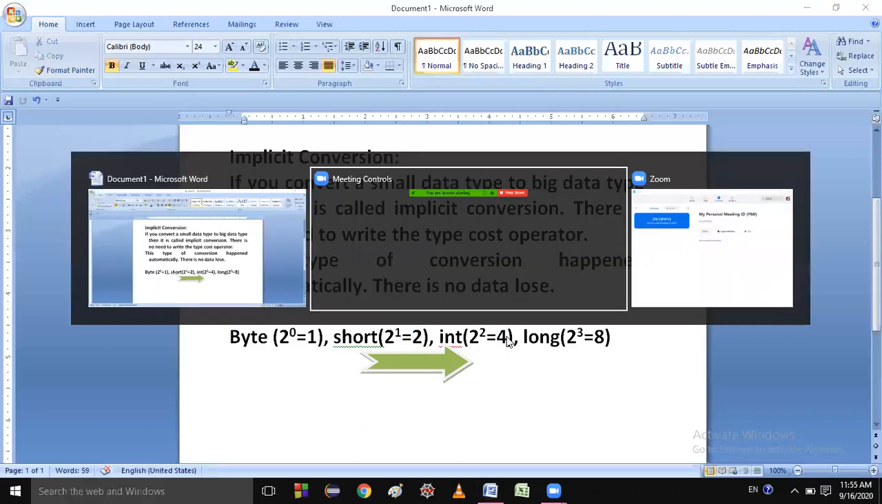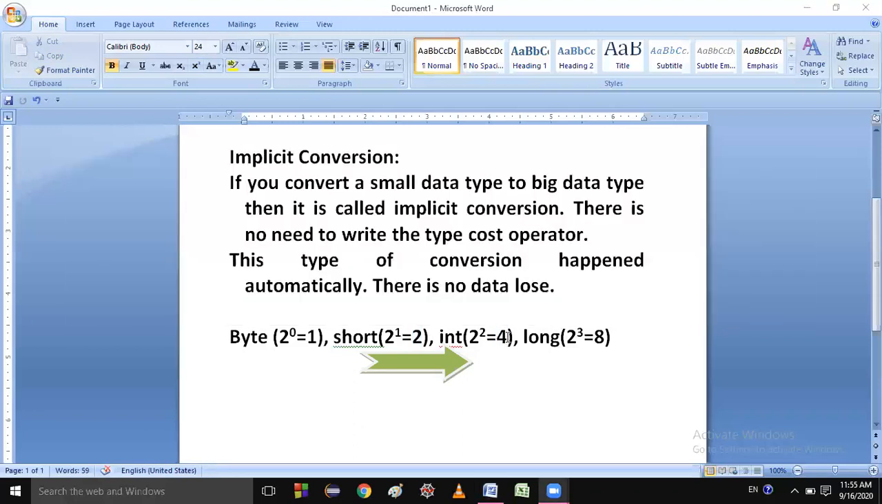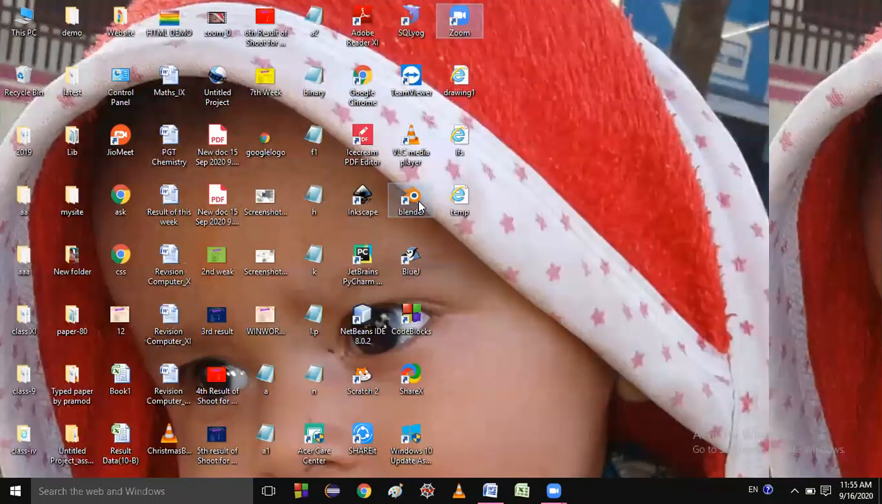So let me write over here. Let me open the Zoom app first. Not Zoom, BlueJ. I'm sorry, BlueJ. Where is BlueJ? This is.